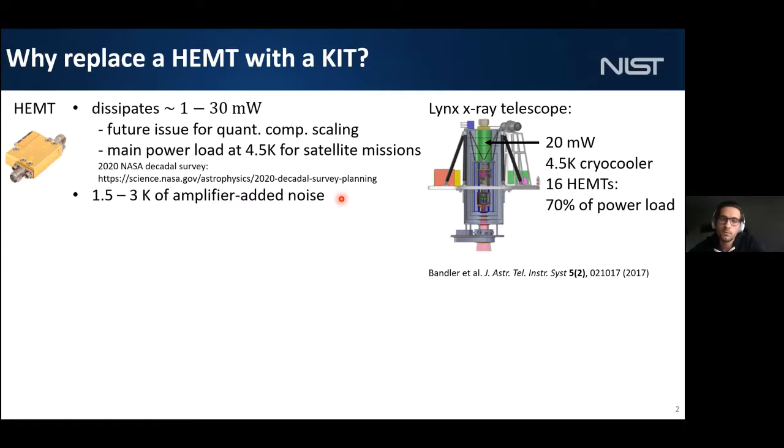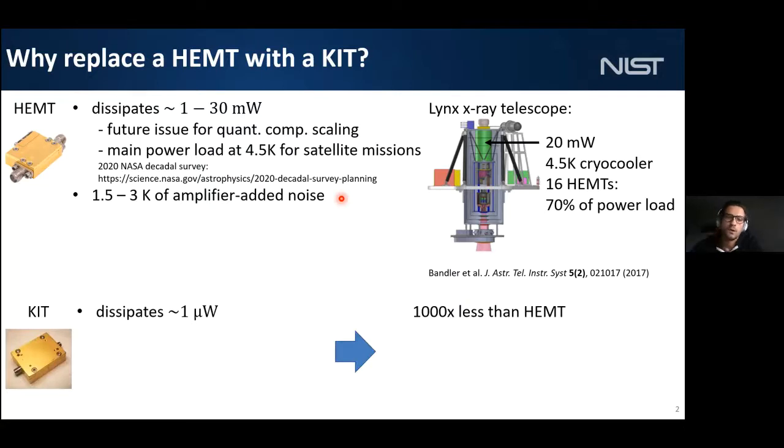Now, we also know that the HEMT noise is a few Kelvin. And in comparison, a traveling wave amplifier like a KIT dissipates only about a microwatt of power.